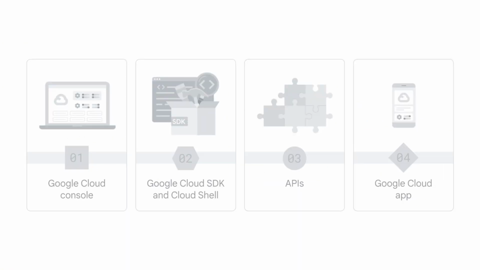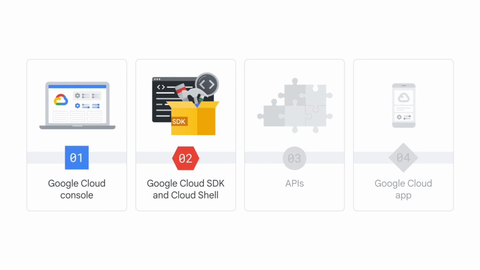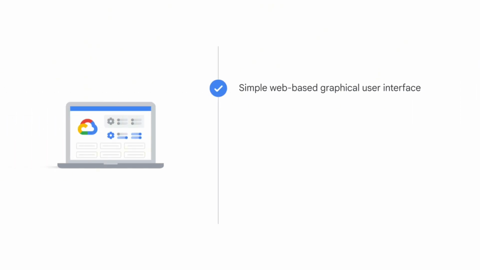Now that you've had a chance to explore how resources in Google Cloud run, are organized, and billed to you, it's time to see how you actually interact with Google Cloud to start your work. You can use 4 Google products to access and interact with Google Cloud: the Google Cloud Console, the Google Cloud SDK and Cloud Shell, the APIs, and the Google Cloud App. Let's explore each.